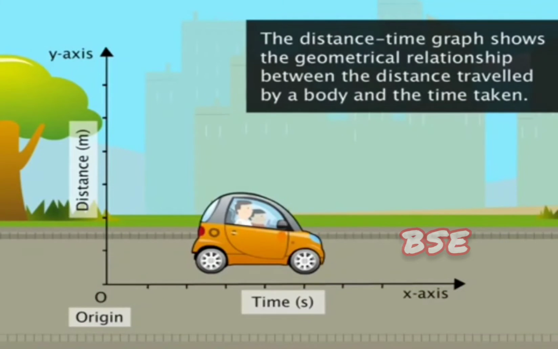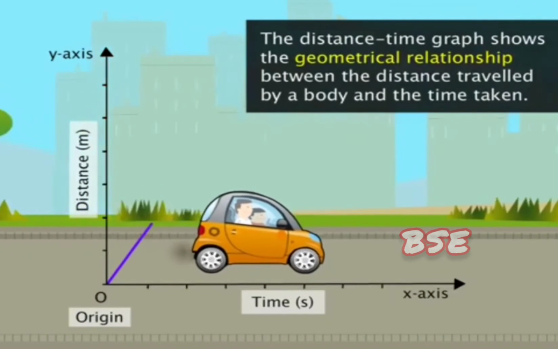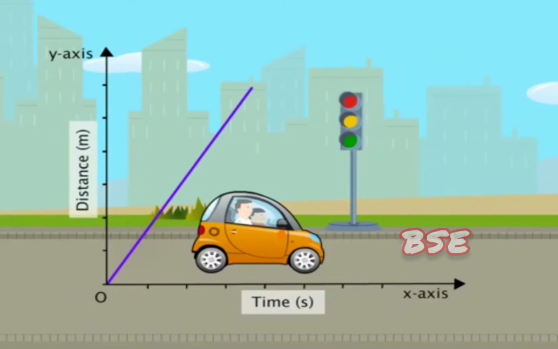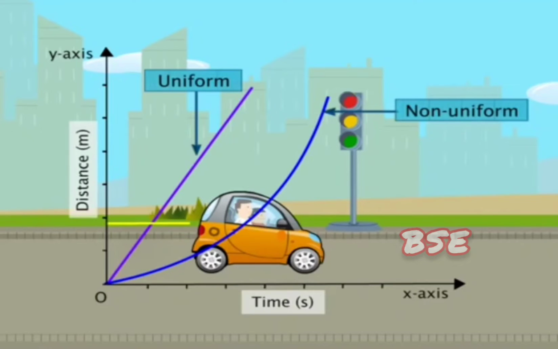The distance time graph shows the geometrical relationship between the distance traveled by a body and the time taken. By looking at the distance time graph, you can say if an object is in uniform motion, non-uniform motion, or at rest. Let us look at the graphs for objects at rest, in uniform motion, and in non-uniform motion.